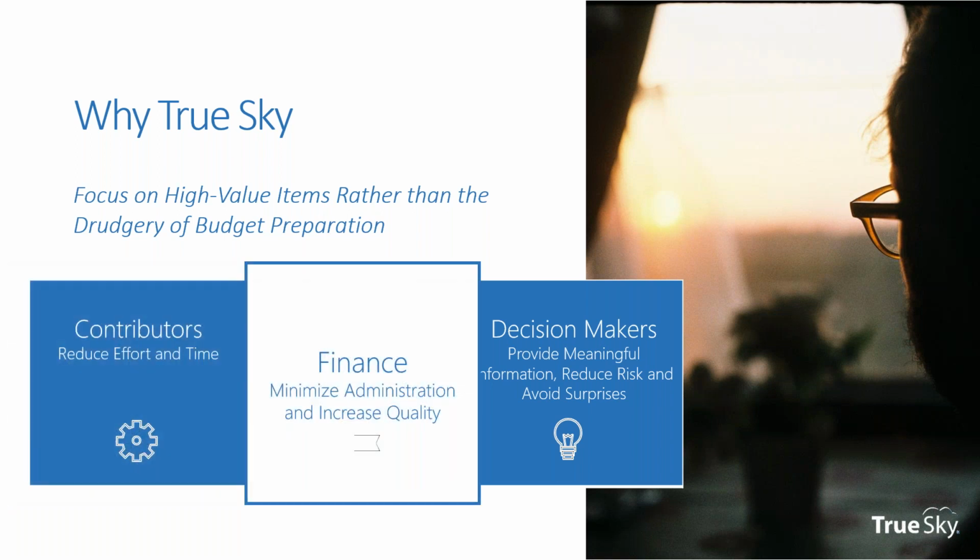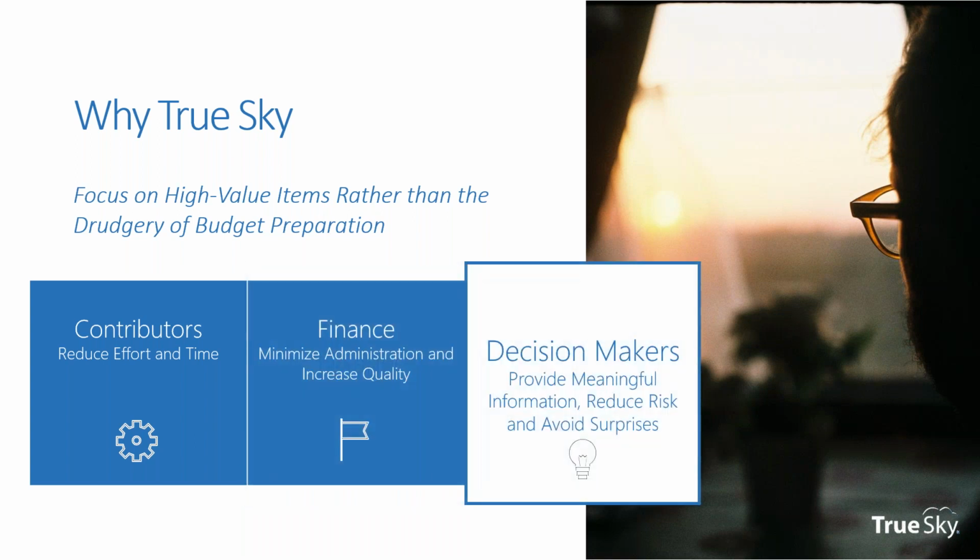When it comes to the finance group, who is usually ultimately, at the end of the day, in charge of managing this process, we're going to decrease the administration overhead that you have to manage a budget cycle, especially for compensation, and hopefully increase the quality of the numbers that you're getting back in. And then when it comes to the decision makers, the final consumers of all this information, we're going to get them meaningful information that's going to help them reduce risk and avoid surprises. So again, we have a positive impact on a lot of different areas of your organization.